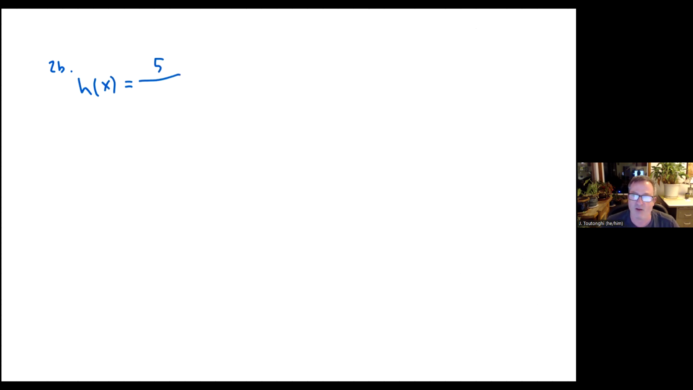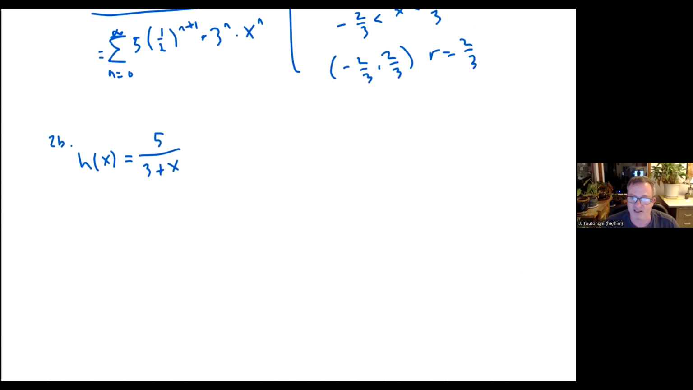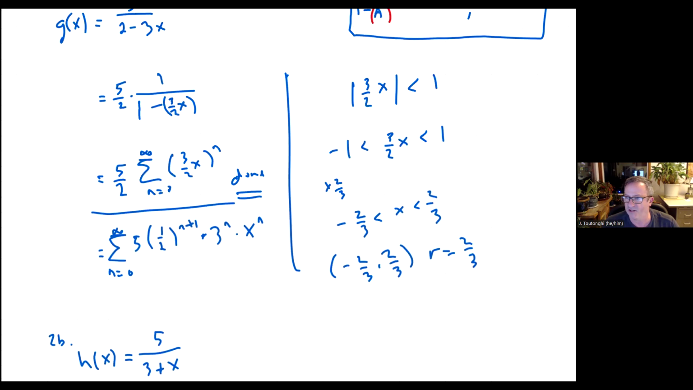When I go back up, g of x cannot always be written like that. It can only be written as this power series on this interval from -2/3 to 2/3. Otherwise, the power series itself diverges and never equals this function g of x. Okay, scrolling back down.